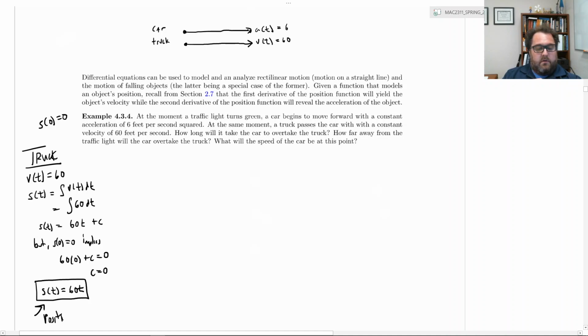That's the position of the truck. Now, let's do the same thing for the car, except for the car, we don't know the velocity, we know the acceleration. So we have to do a little more work for the car because we are starting with A of t is 6 feet per second squared. But we can get the velocity because we know that the velocity function is the antiderivative of the acceleration function.